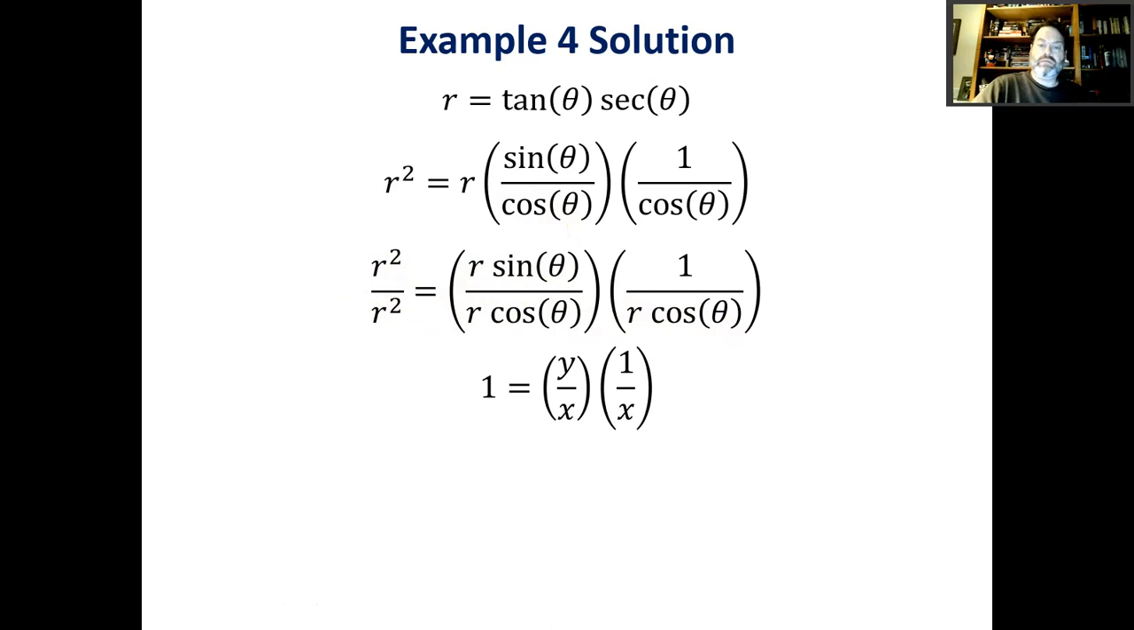Now I have a function involving only x's and y's. Multiply them together, solve, and you get a parabola. So it turns out that r equals tangent theta secant theta is really just y equals x squared. So that's a surprising connection between these functions.